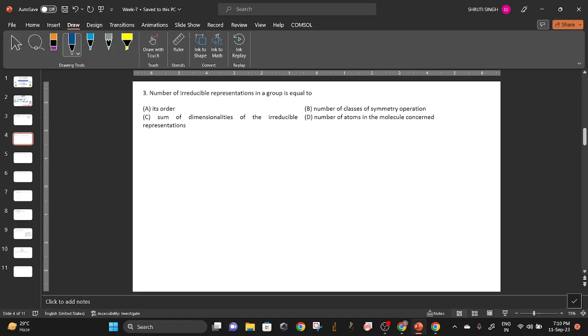Okay, so the third question is, the number of irreducible representations in a group is equal to its order, number of classes, sum of dimensionalities of irreducible representations, or number of atoms in the molecule concerned. This one comes directly from the great orthogonality theorem, that however many classes there will be, that many irreducible representations we will get. So the answer is B here.